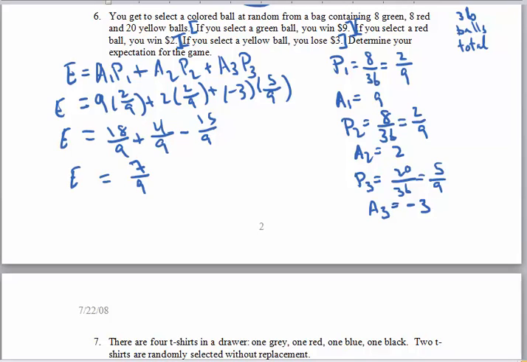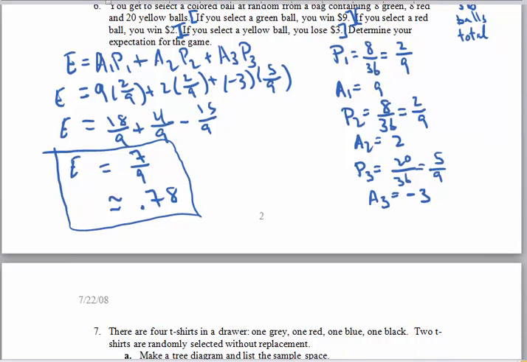And that would be the exact form. If you want to go to the nearest cent, you would say it's approximately 78 cents, because 7/9 is 0.7 repeating. But if you want the exact value, it's 7/9. It all depends on what they're looking for. So 7/9 or 0.78. In that case, you'd be expected to win in the long run. You'd be expected to come out on the positive end.